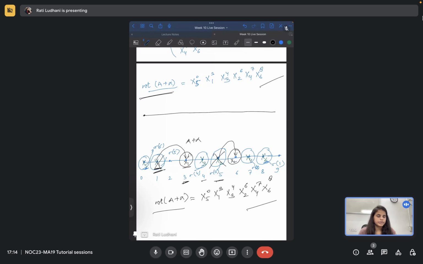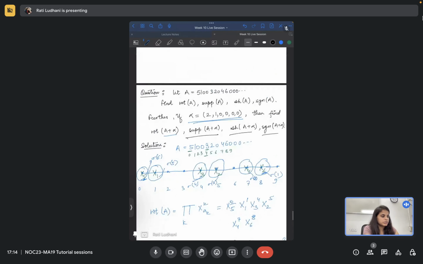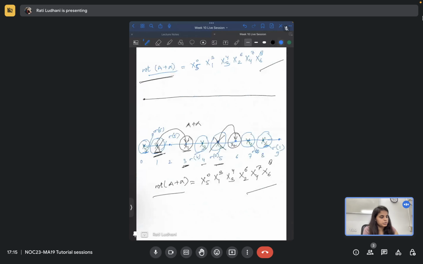How are we getting weights of addition? Okay. So now if the question asks other things like support, shape and sign, let's calculate quickly. So support of a plus alpha is what? Just take the position. So position is what? 0, 3, 4, 6, 7 and 8.